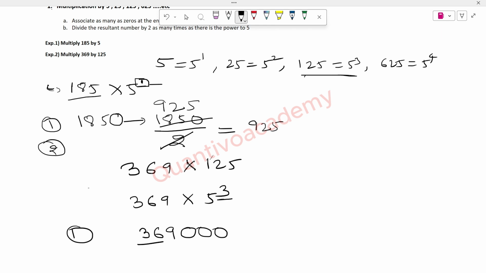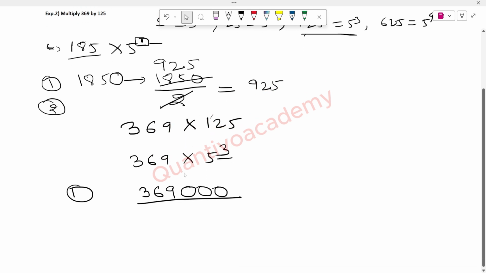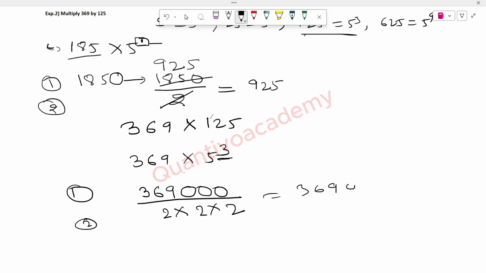Then the next step is to divide the resultant number by 2 as many times as there is power of 5. Now what is the power of 5? That is 3. So in the second step we have to divide the resultant number 3 times by 2. Now when I divide 369,000 by 8, the answer will be 46125.